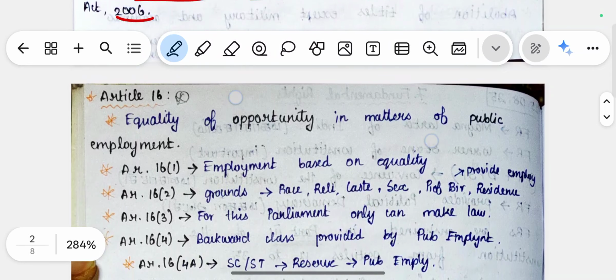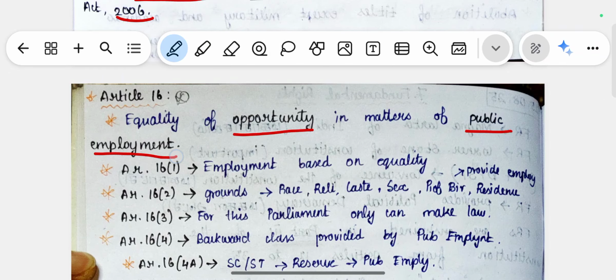The next one is article 16, which is called equality of opportunity in matters of public employment. In public employment, everyone should have equal opportunities, with some exceptions. Employment should be based on equality, which is talked about in 16 clause 1. In 16 clause 2, on the grounds of race, religion, caste, sex, place of birth or residence, they should not differentiate one person from another person.